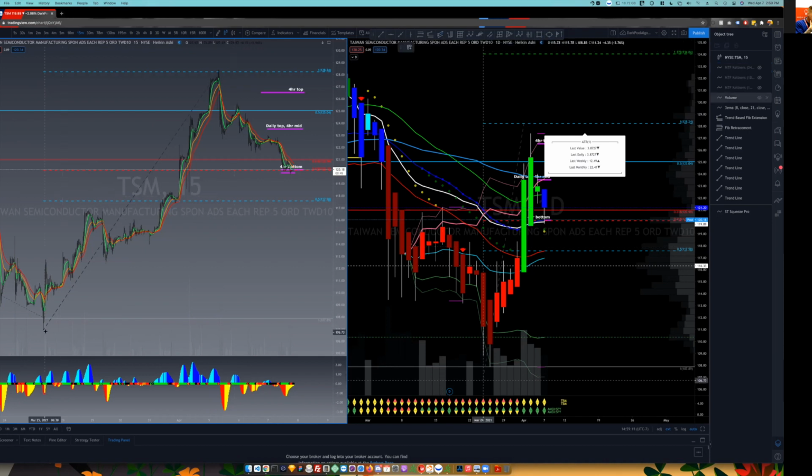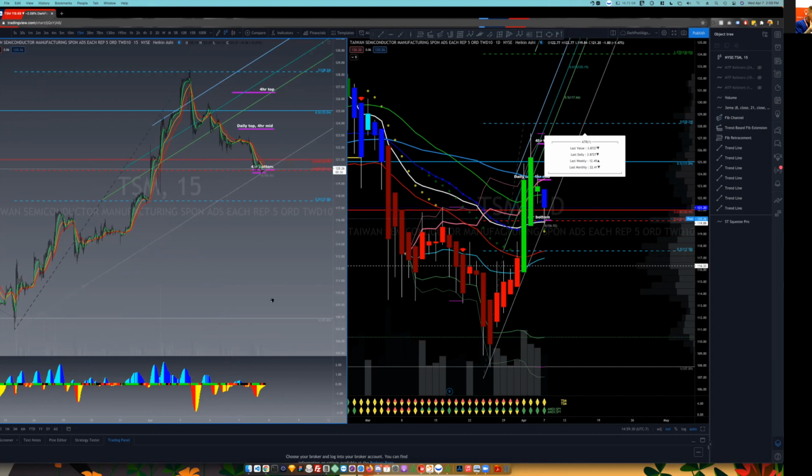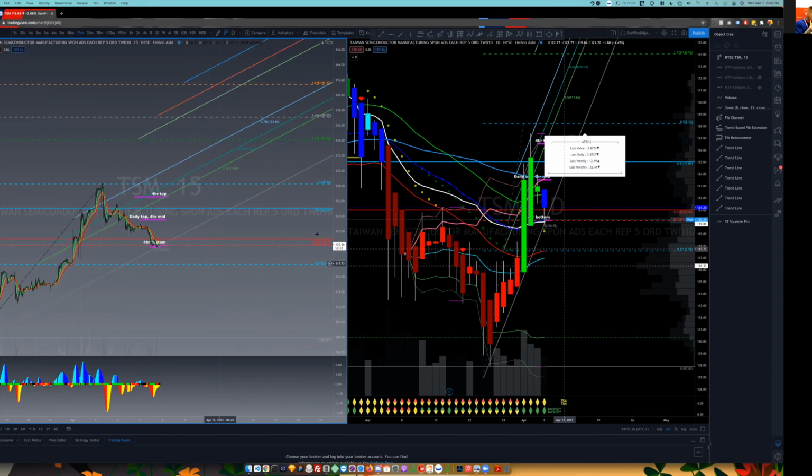This is a pretty cool tool if you've never used it before. This is, excuse me, channel VWAP. When I'm trying to find a place in time that has a high probability of price action going where I want it to go, this is one of the tools I use. And that's the trend-based fib extension.